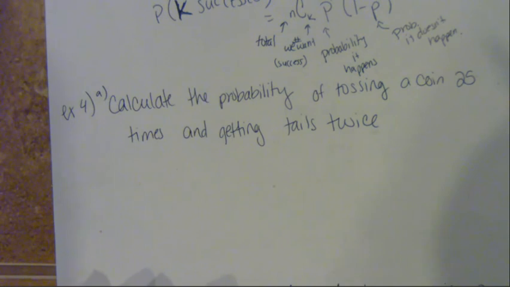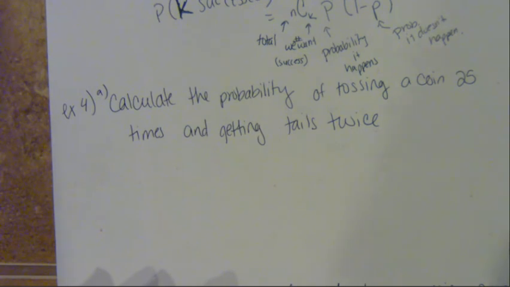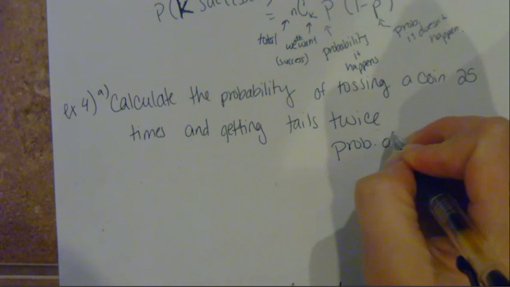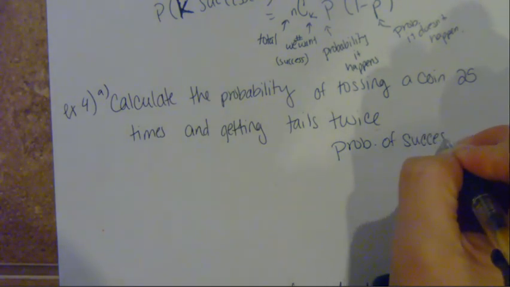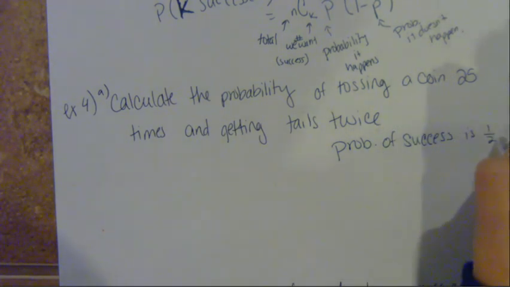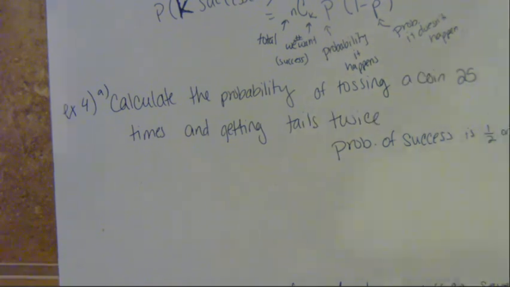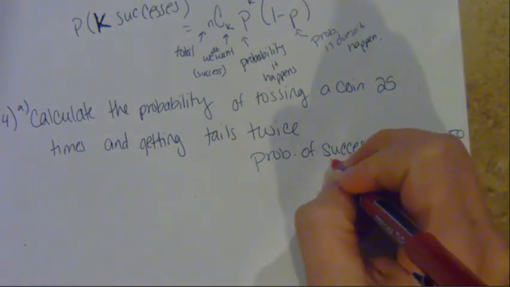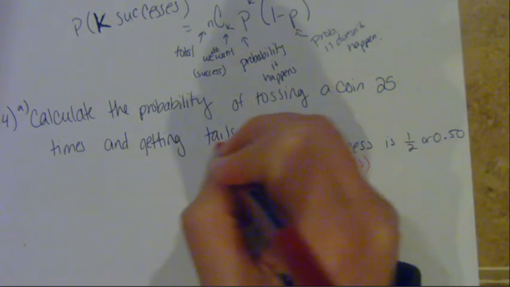So you know that if you're tossing a coin 25 times, you have a 50% chance to flip heads and you have a 50% chance to flip tails. So the probability of success is 1 out of 2, or 50%. Okay, so we're always going to be thinking about that as decimals or fractions. So the probability of success, and success is getting a tail, so that's what we want.